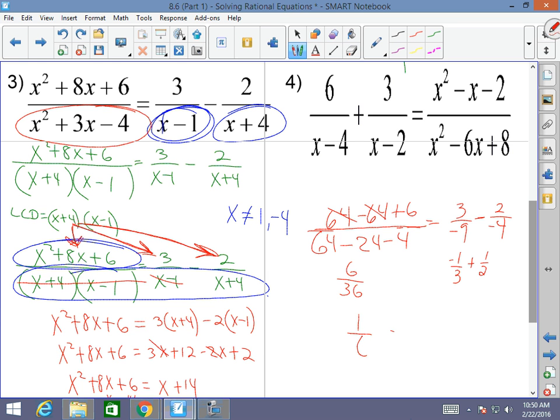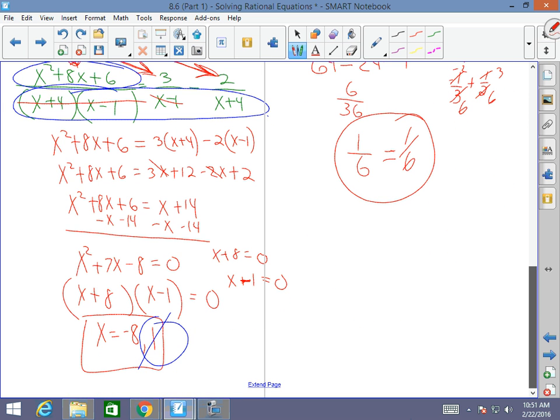So that's 1/6. Now here, I got negative 1/3 plus 1/2. This goes to 6, that goes to 3, that goes to 6, that goes to negative 2. Hey, lo and behold, it does equal 1/6. Bingo, it works. My only answer here is negative 8.